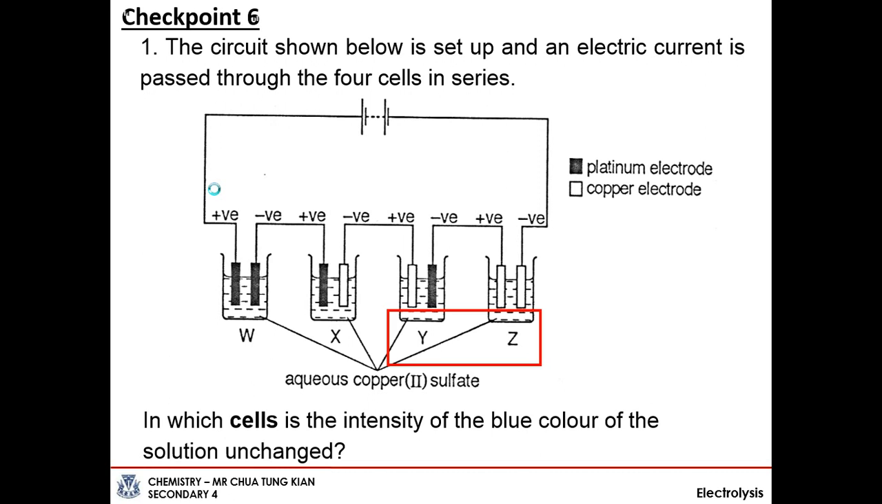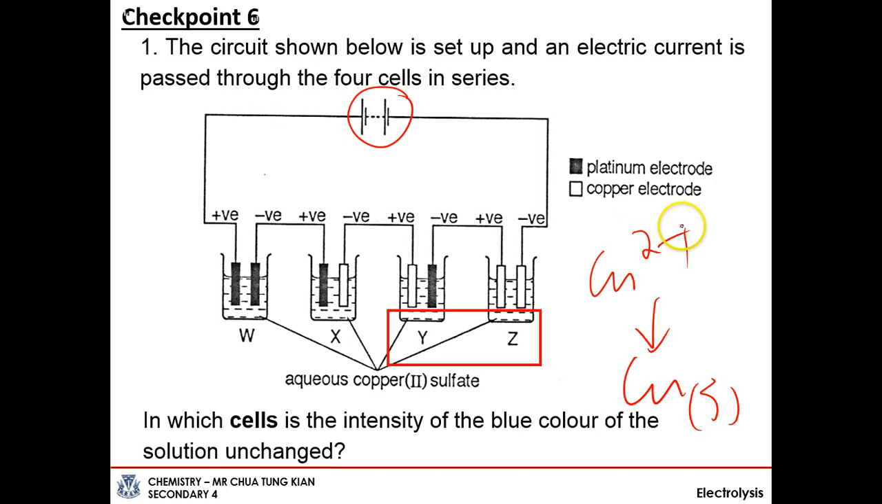For question 1, this is the simple diagram here. You notice that this power source is connected to 4 different electrolytic cells. In which cell is the intensity of the blue color unchanged? They all contain aqueous copper(II) sulfate, which means that the Cu2+ will be deposited as Cu solid at the cathode. And if there's no replenishment of the Cu2+ at the anode, the blue color will slowly fade.